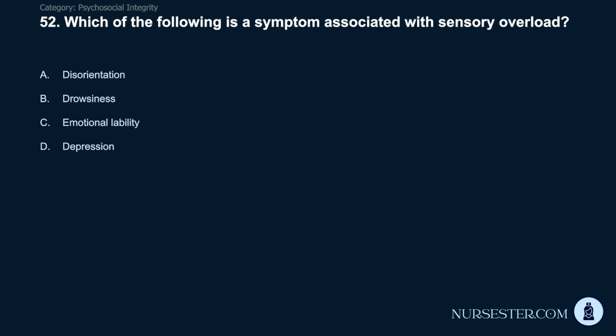52. Which of the following is a symptom associated with sensory overload? A. Disorientation. B. Drowsiness. C. Emotional lability. D. Depression. Correct answer: A.